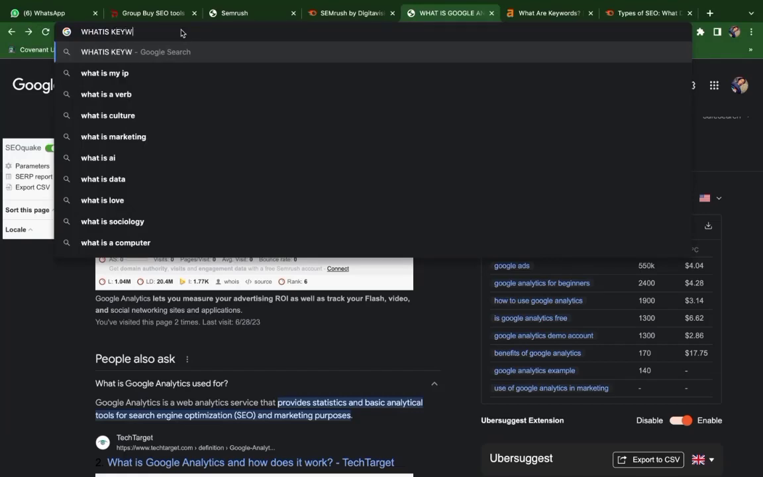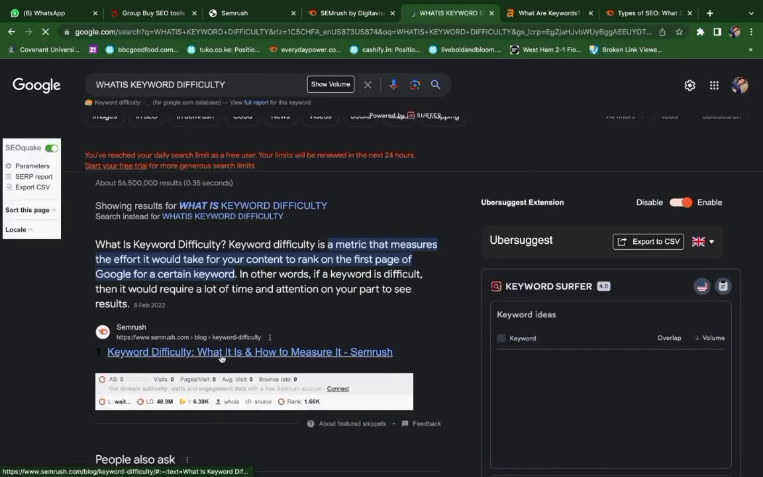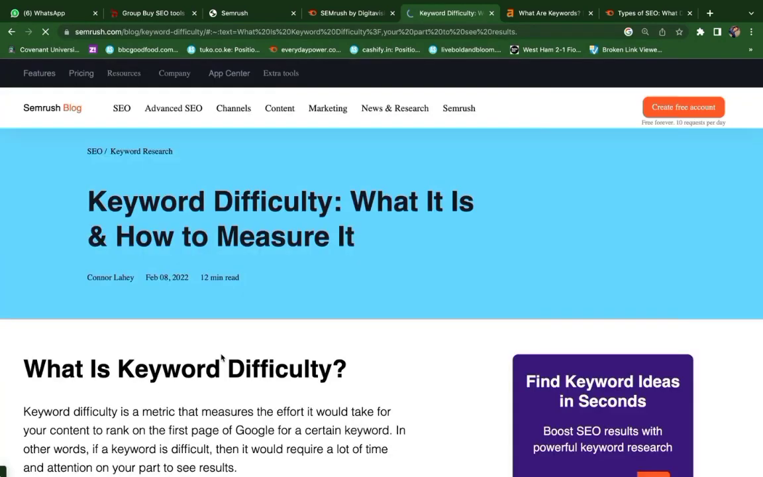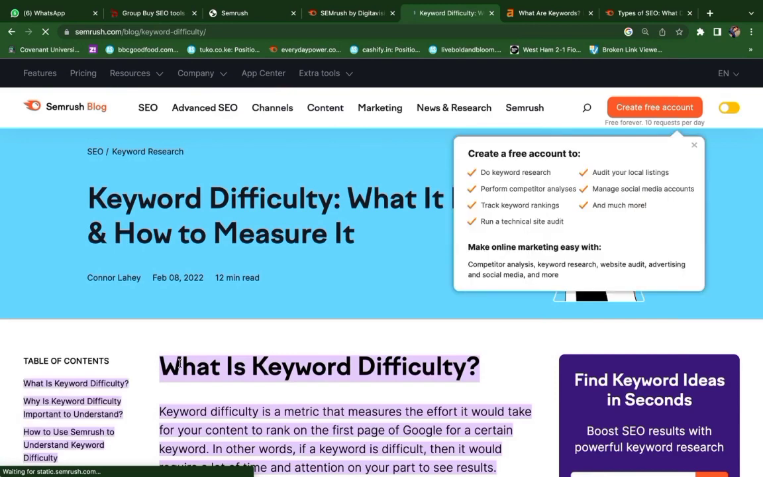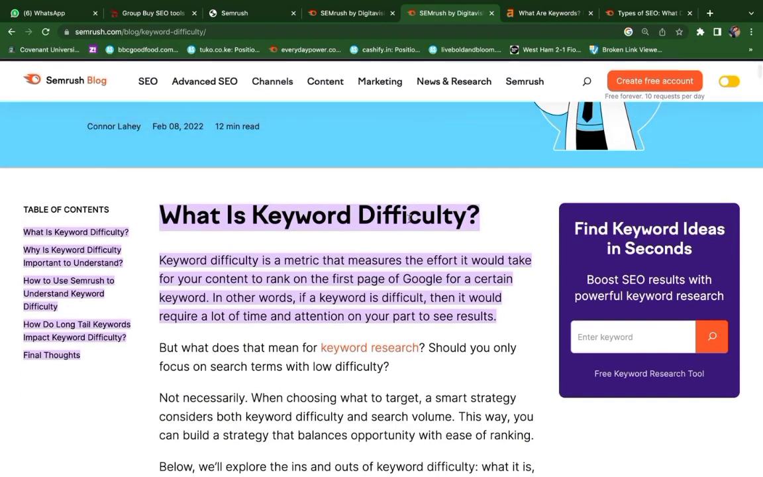Okay, so this is a continuation of what we did yesterday, and today we'll be looking at keyword difficulty. Keyword difficulty is a metric that measures the effort it will take for you to rank for a specific keyword on the first page of Google.